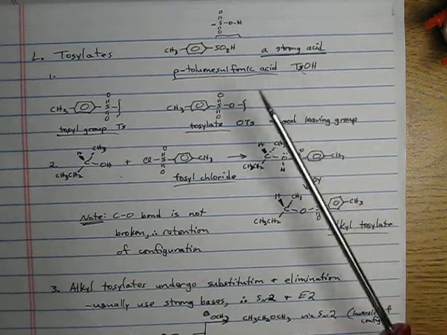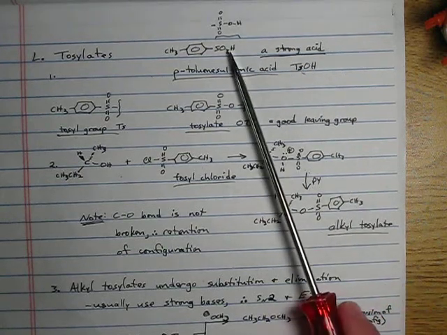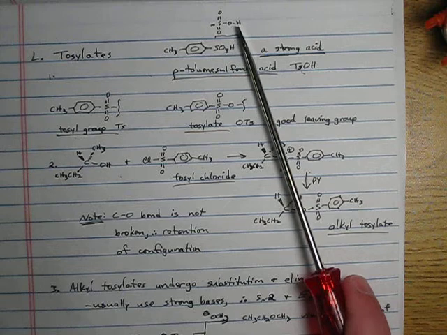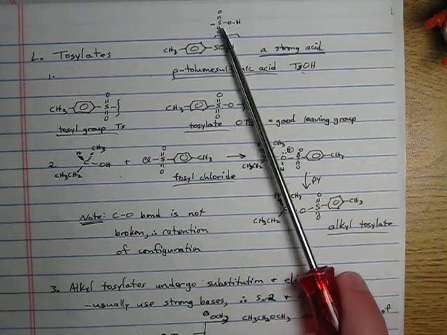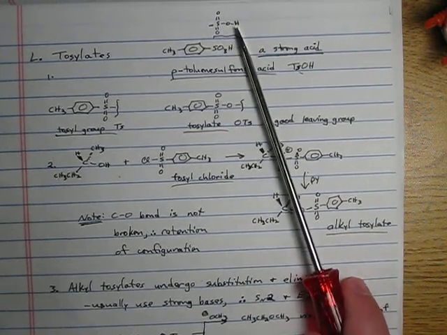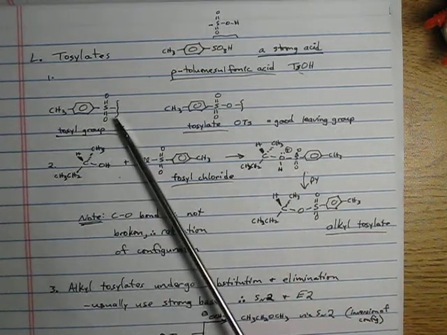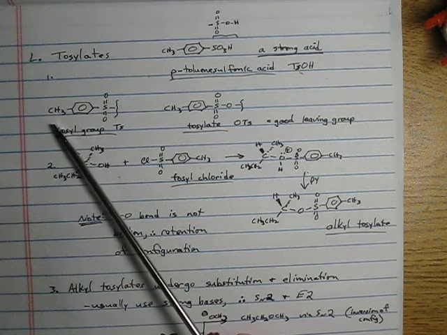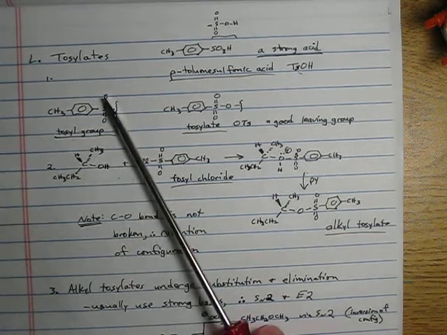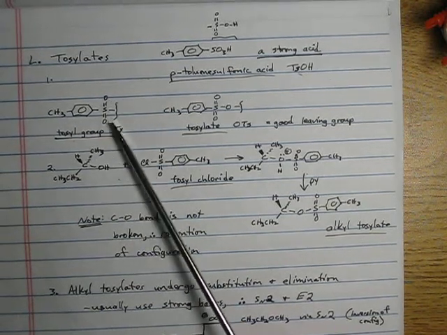It turns out that if we look at this group here, if we took off the OH, because this SO3H is just sulfur with two oxygens and an OH on it, if you took off this OH, this group is called tosyl. CH3, benzene ring, S double bond O is called the tosyl group.